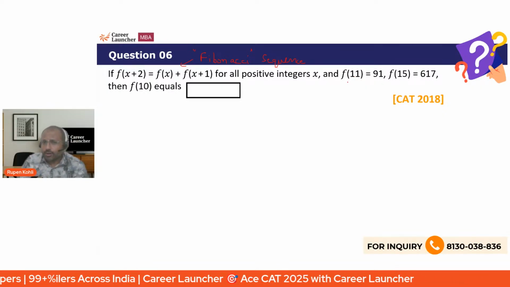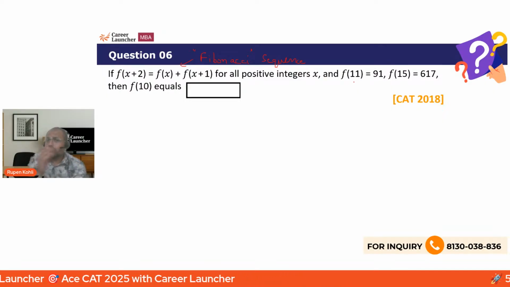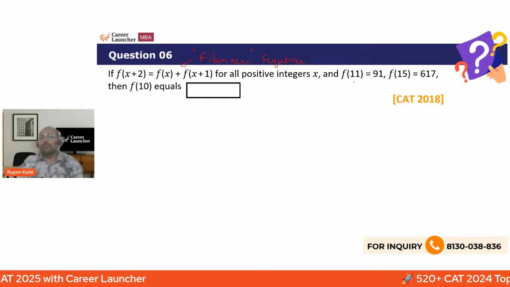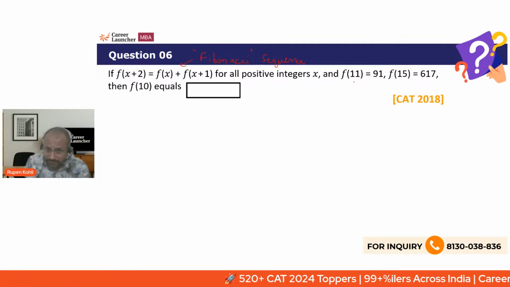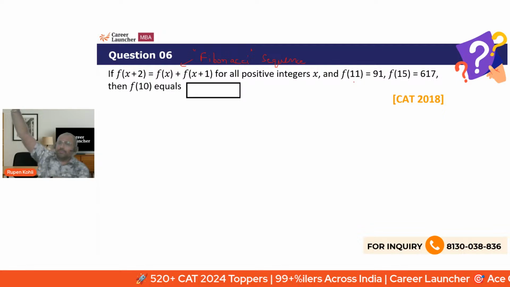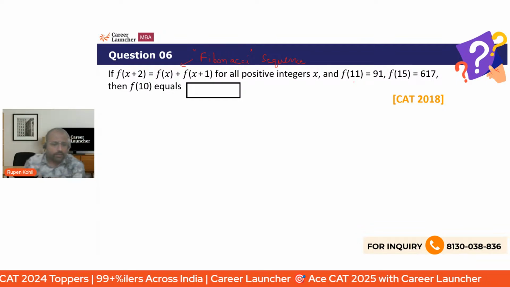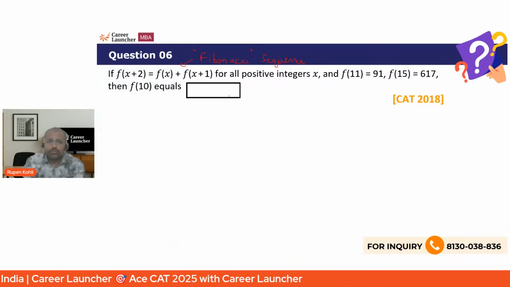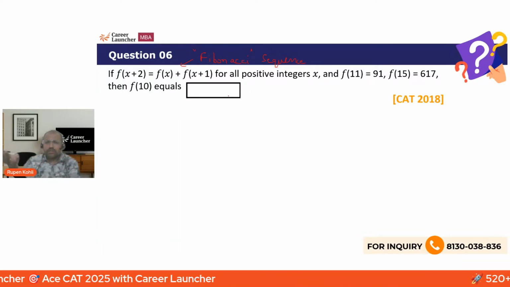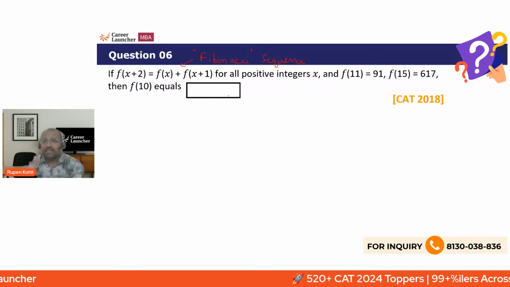Now the challenge, or the flip side of the question, is that he's not giving us two consecutive values of the function. He's giving us f11, and then way down the line f15, and then he's asking us to backtrack and find f of 10. So you just have to work around this. Obviously you need to write an expression for this, which means some variable analysis is required.